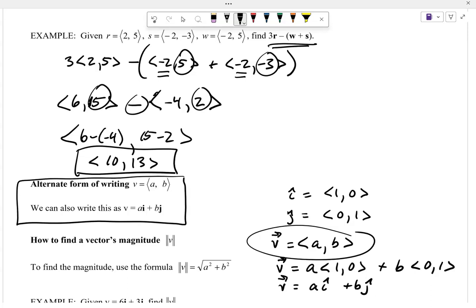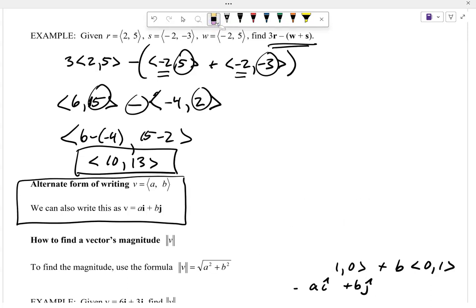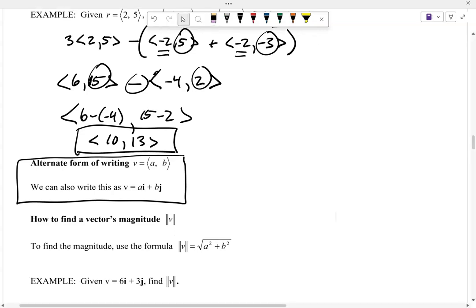So if you're doing that same problem above, you could put it in terms of i's and j's, and we'll do that here in a couple examples. So give me a minute.